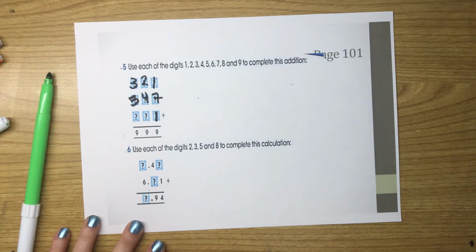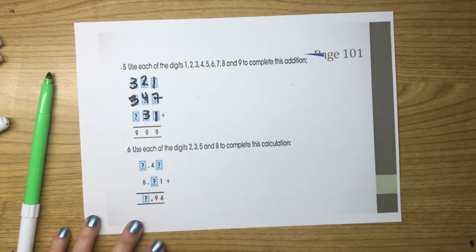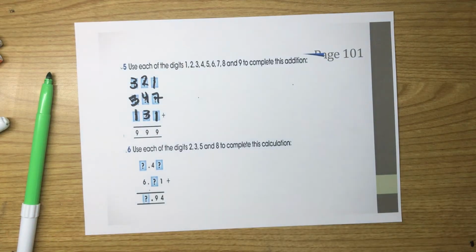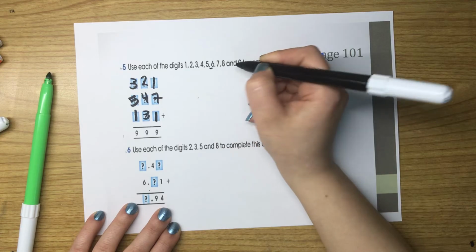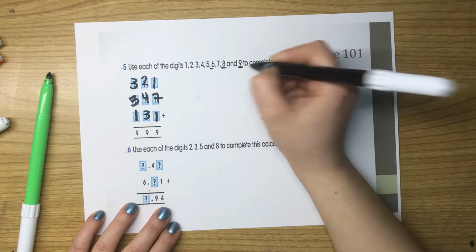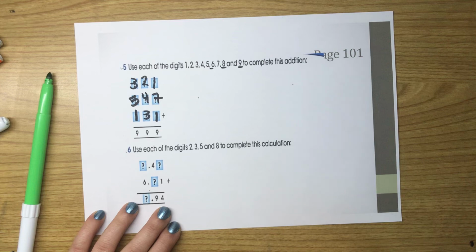2 plus 4 equals 6, plus 3 equals 9. 3 plus 5 equals 8. 8 plus 1 equals 9. Okay, it seems that I didn't use 6, I didn't use 8, and I didn't use 9. Maybe we can do it in the way of regrouping.